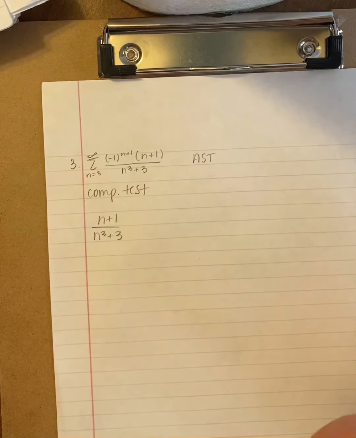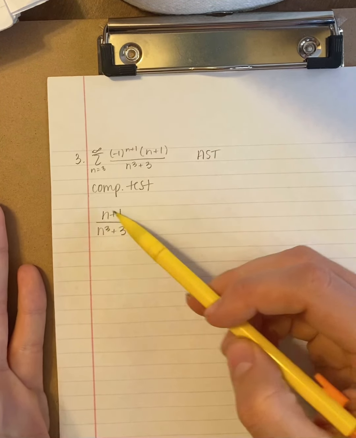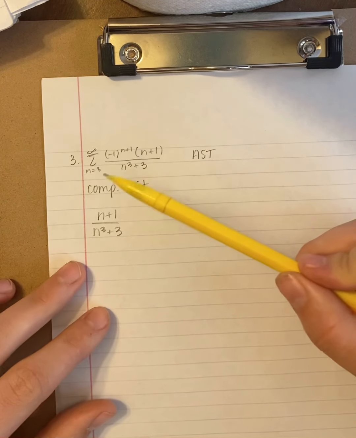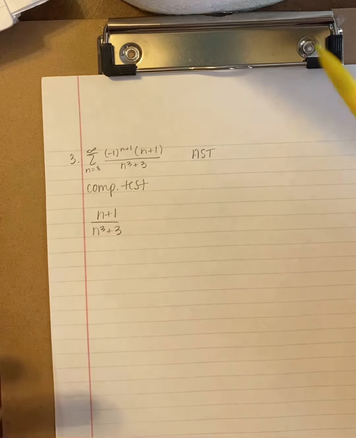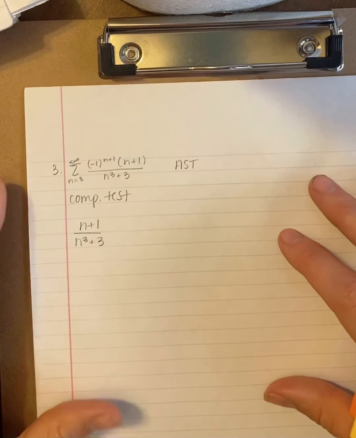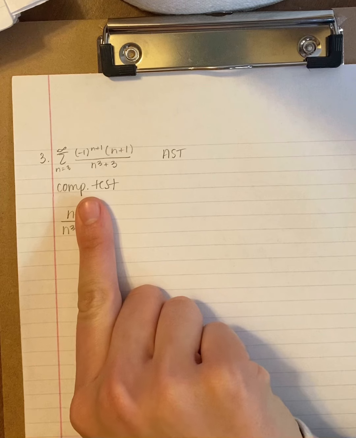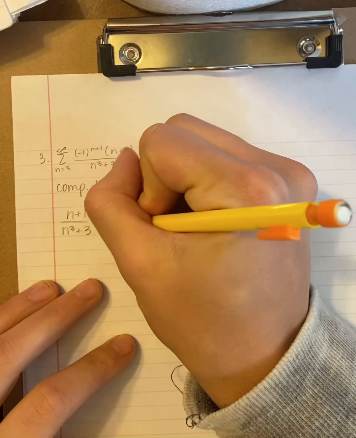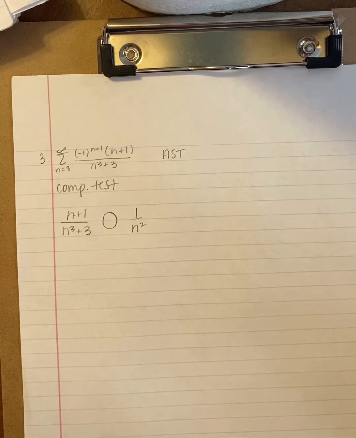Well, first, now we know that if we take the absolute value, we have a positive value here. So this is always going to be positive. It's never going to switch or anything like that. When I think what I'm going to compare to, I take away these constants and I have an n over n cubed. Well, really that's a 1 over n squared. So we can compare it with that.